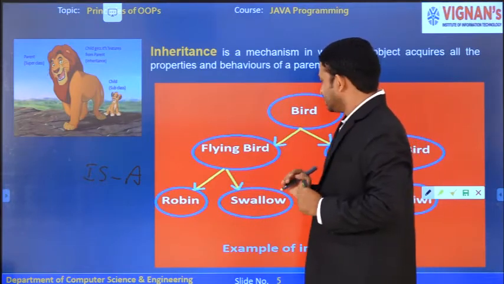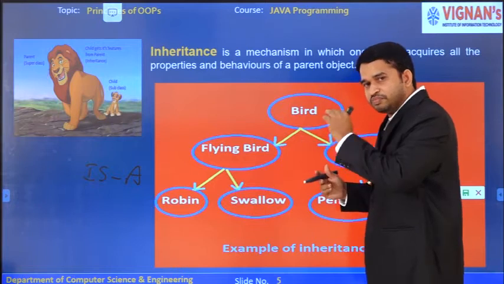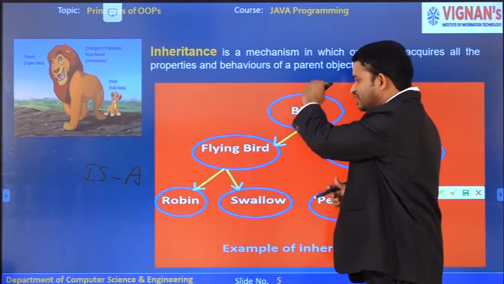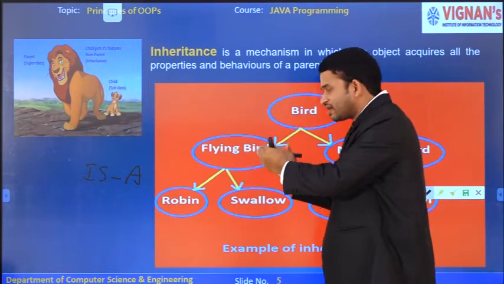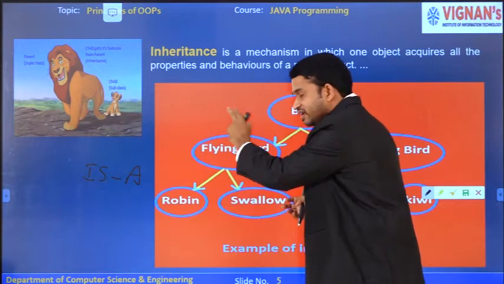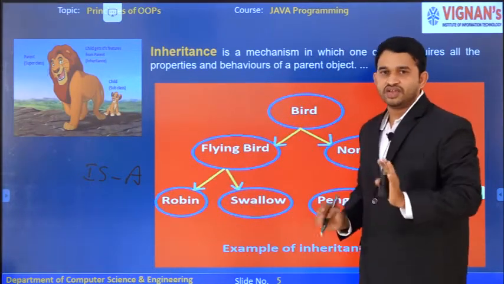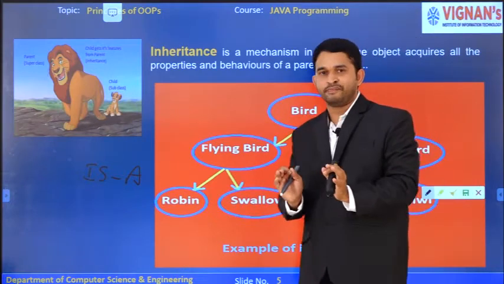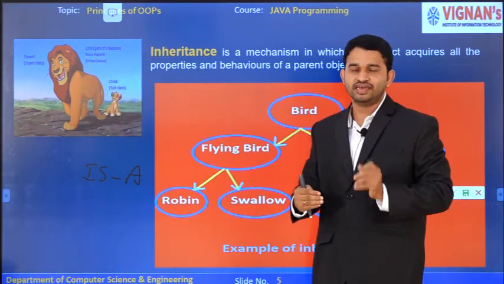And one more thing: whatever properties and behavior are declared in the bird, the same thing is acquired by the flying bird. Whatever properties and behavior are declared in the flying bird, the same thing is inherited by the robin, and at the same time by the swallow. This we call inheritance. In a simple way, acquiring the properties from parent class to child class is inheritance.